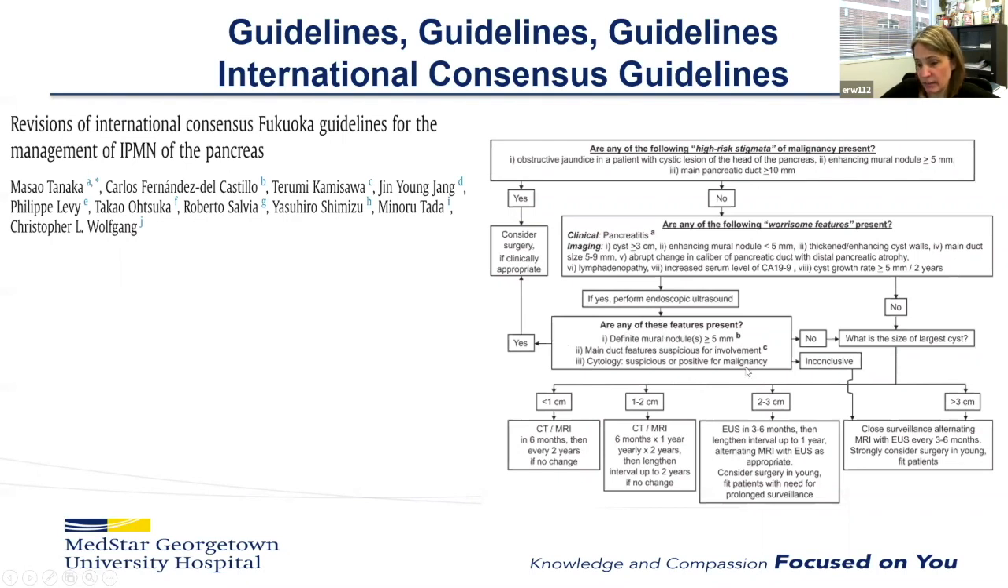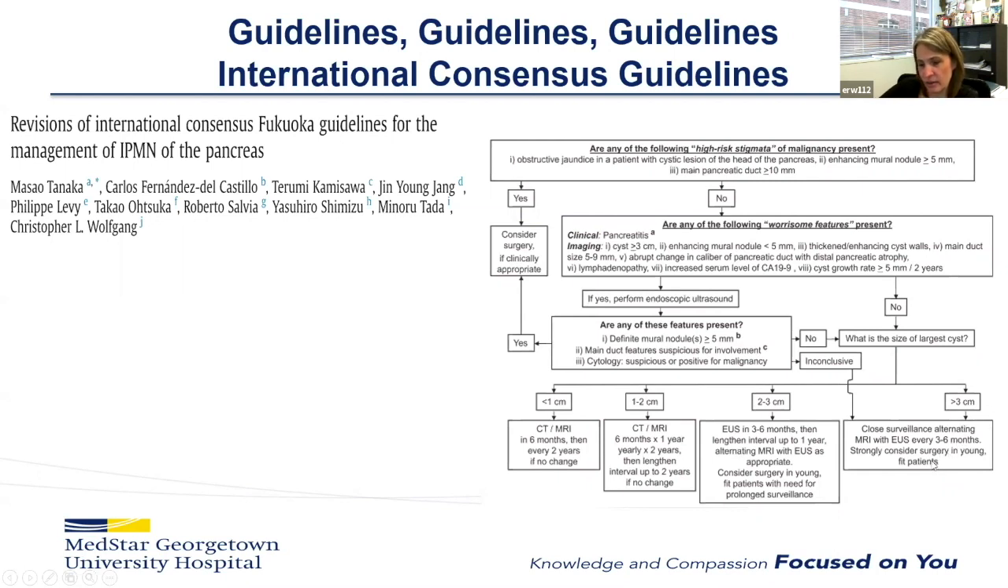If you don't have any of these features and you're greater than 3 centimeters, I think the question is how closely and how to follow these patients. Currently, the ICG suggests close surveillance every 3 to 6 months with MRI and EUS. So invasive testing, perhaps as much as twice a year if you follow this strictly. And an important point is that as you think about following this type of recommendation in a patient who's 30 or 40 years old, this could be many, many years of this.